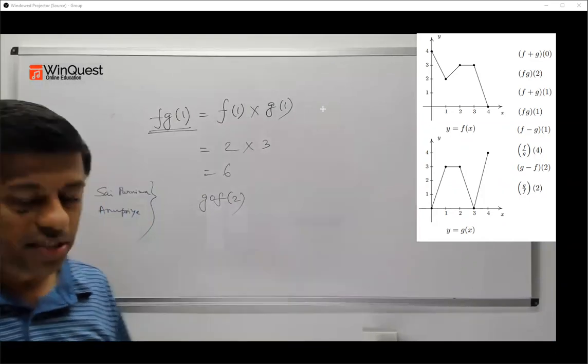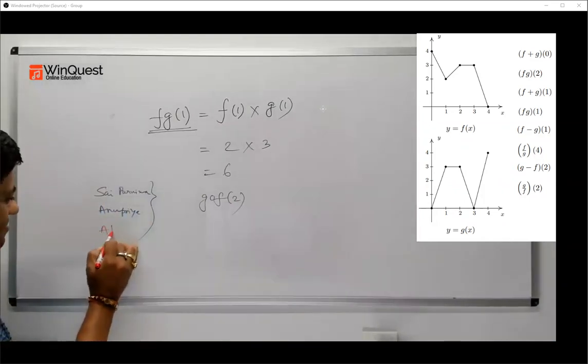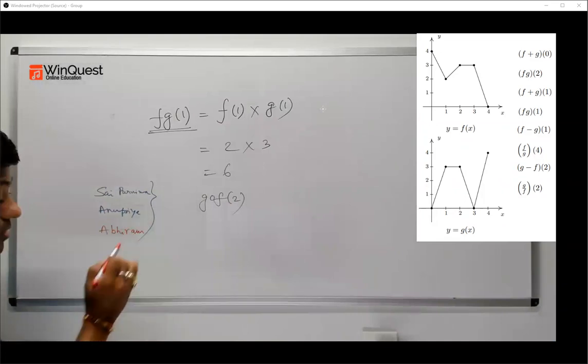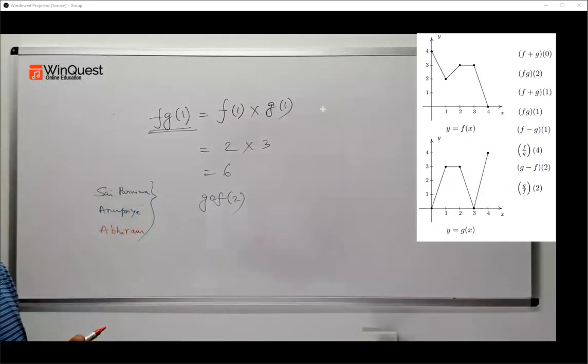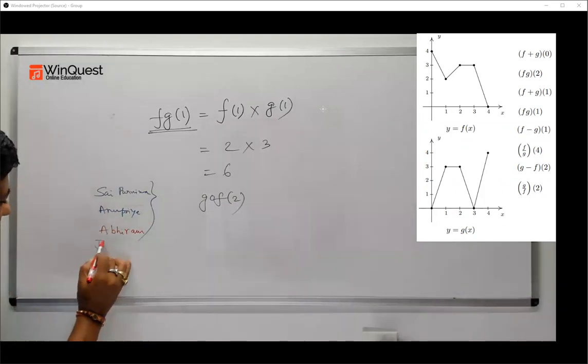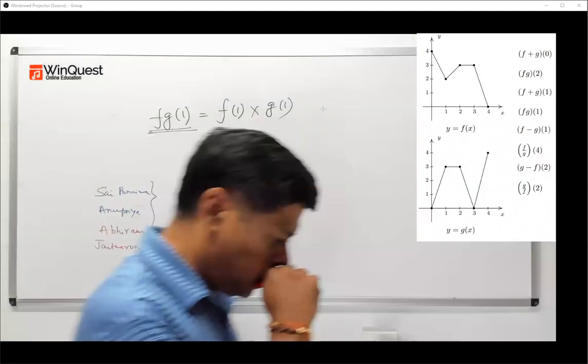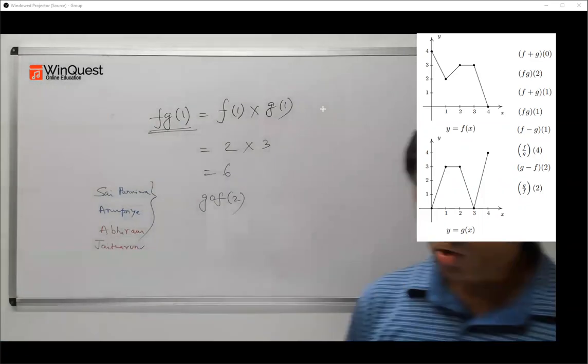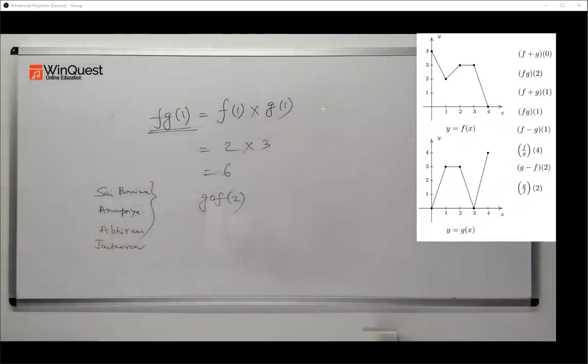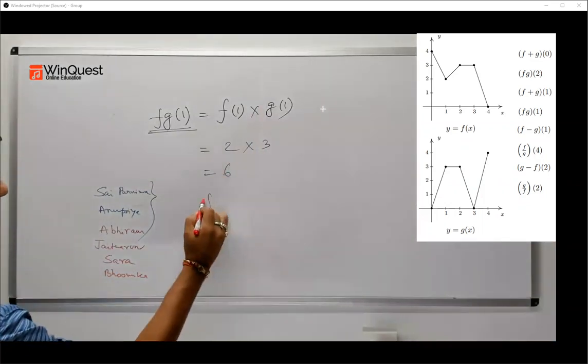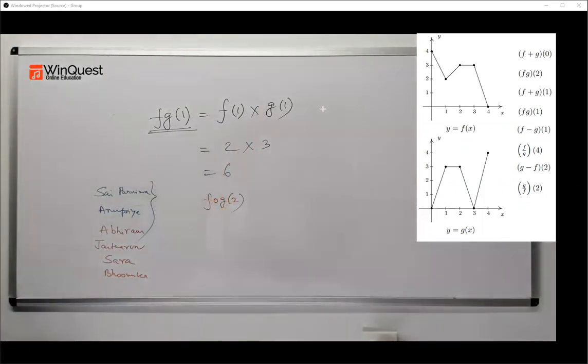Okay. Let's get another person. Abhiram. I think it's 0. Well, it's also 0. Okay, both of them are so quick. Sarah and Bhumika maybe. I'll give another problem. f of g of 2. This is for Sarah and Bhumika.